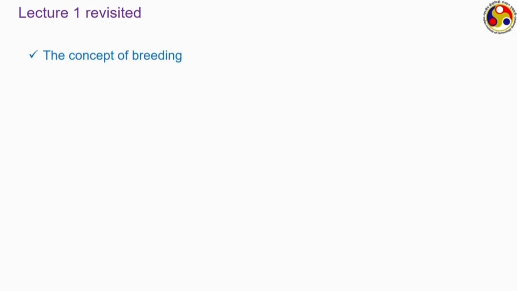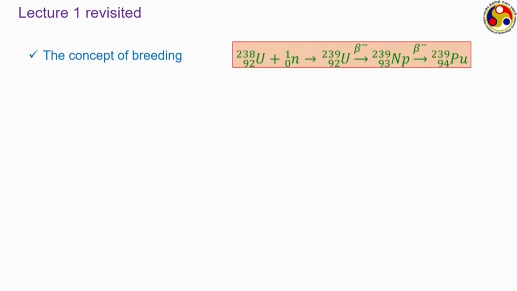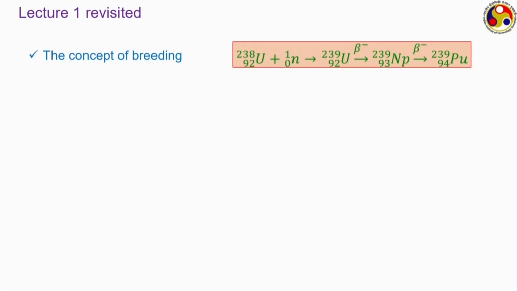But what we have done so far is we have discussed the concept of breeding. Breeding refers to an example which is shown here. This kind of reaction we term as breeding, where a fertile isotope or a fertile nucleus consumes one neutron in a non-fission capture reaction, an (n, gamma) kind of reaction, where it absorbs a neutron. Thereby it produces another isotope of the same element, like uranium 238 in this example capturing a neutron and producing uranium 239 plus gamma radiation.